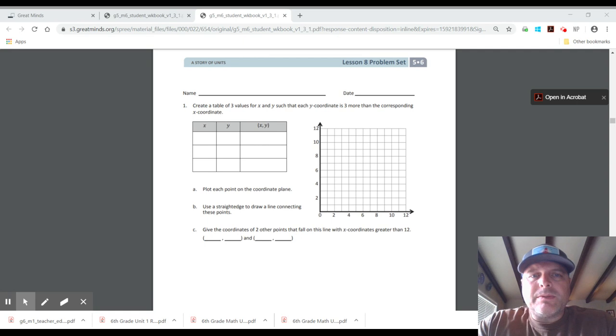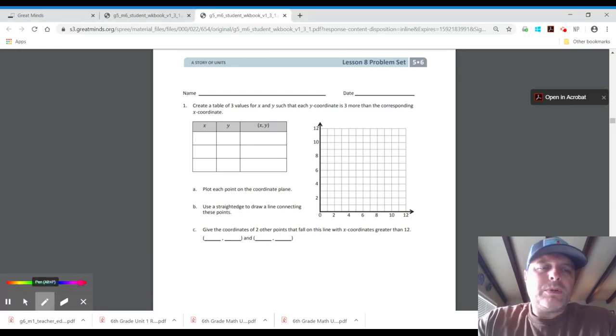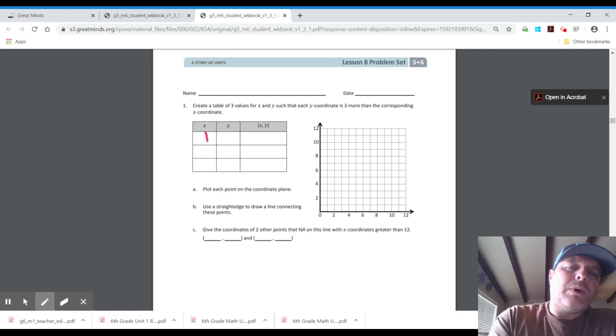Okay, so you're doing 3 x and y coordinates, so 3 dots on the graph. And they want each y coordinate to be 3 more than the x. Okay. So let's put in our x coordinates. We're going to make this really easy. We're going to just put in the numbers 1, 2, and 3.